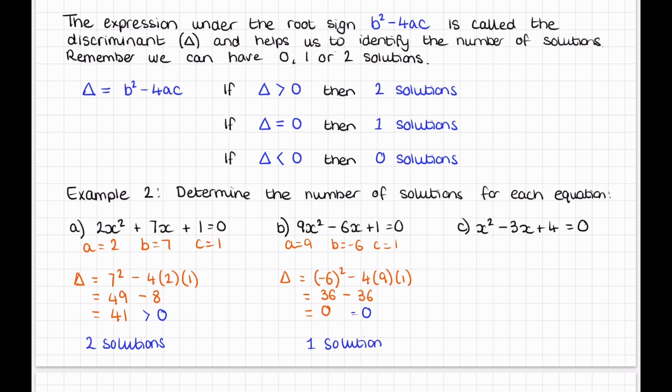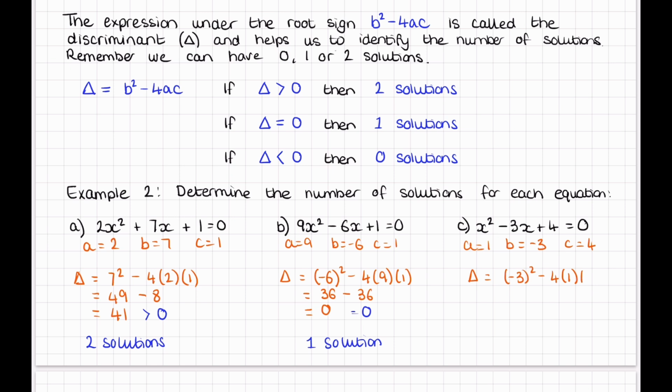And then the last one, our a would be 1, b would equal -3, c would equal 4. And then our discriminant would equal b squared, -3 squared, minus 4 multiplied by 1 multiplied by 4, which would equal 9 minus 16, which equals -7. Now, because this is less than 0, there would be no solutions.